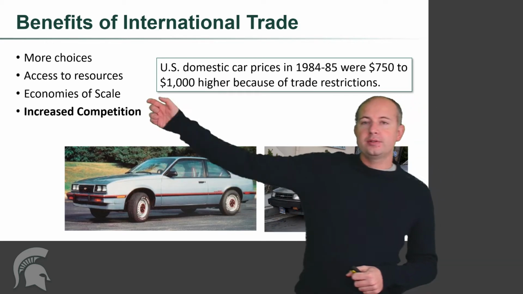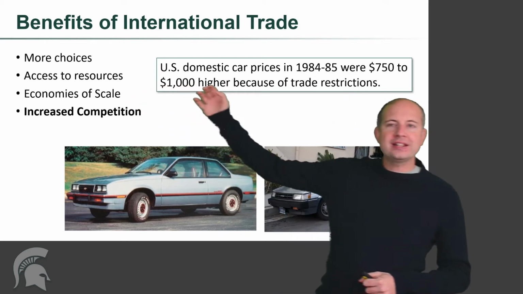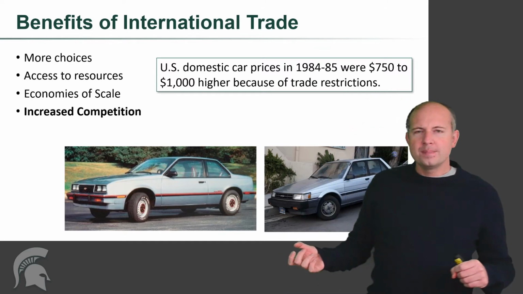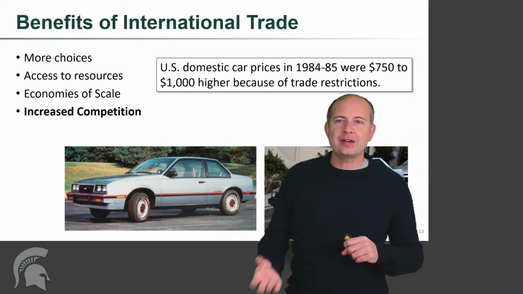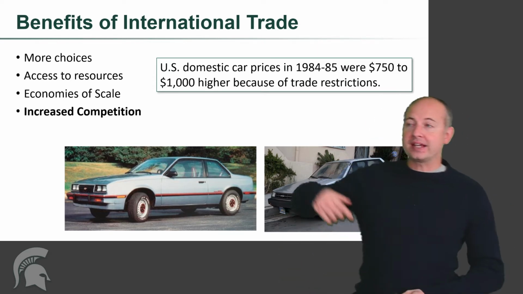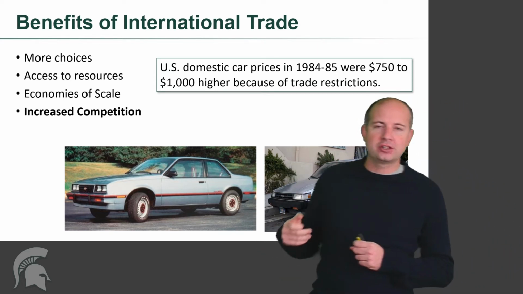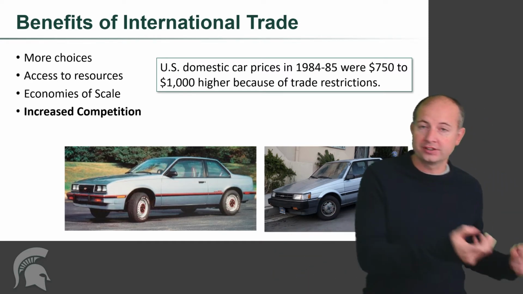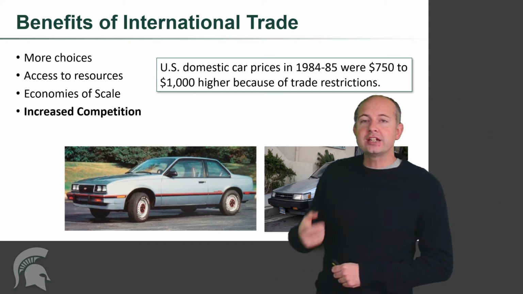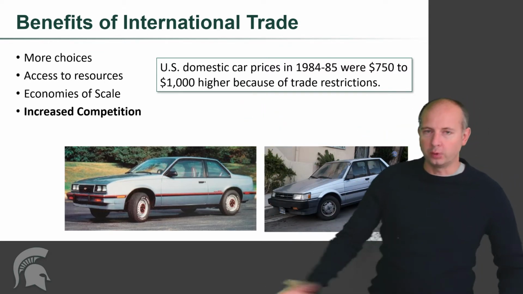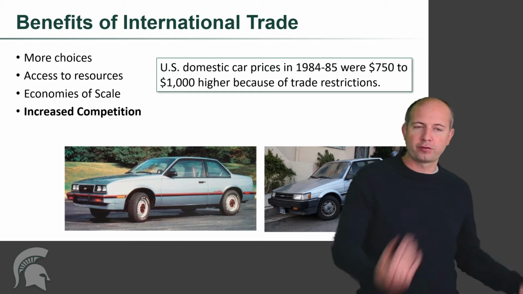Well, there was a paper estimating that U.S. domestic car prices in 1984 and 1985 were between $750 and $1,000 higher because of trade restrictions. So essentially, because Chevrolet didn't have to compete as much with Toyotas, since there weren't as many Toyotas available to be sold, Chevrolet charged a price that was $750 to $1,000 more than it would have in the presence of free competition.